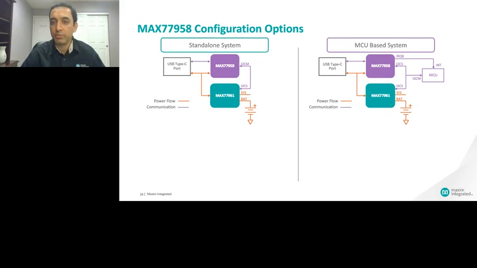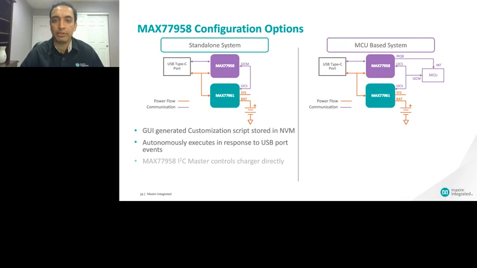So speaking of the customizations, there are 2 basic configurations that you can operate in. One on the left is the standalone type operation, where you don't necessarily have any additional microcontroller. One of the unique features of the MAX 77958 that enables this operation is that it has a master I2C port. This master I2C port directly controls the companion device, which may be a charger or a DC to DC converter or any other type.